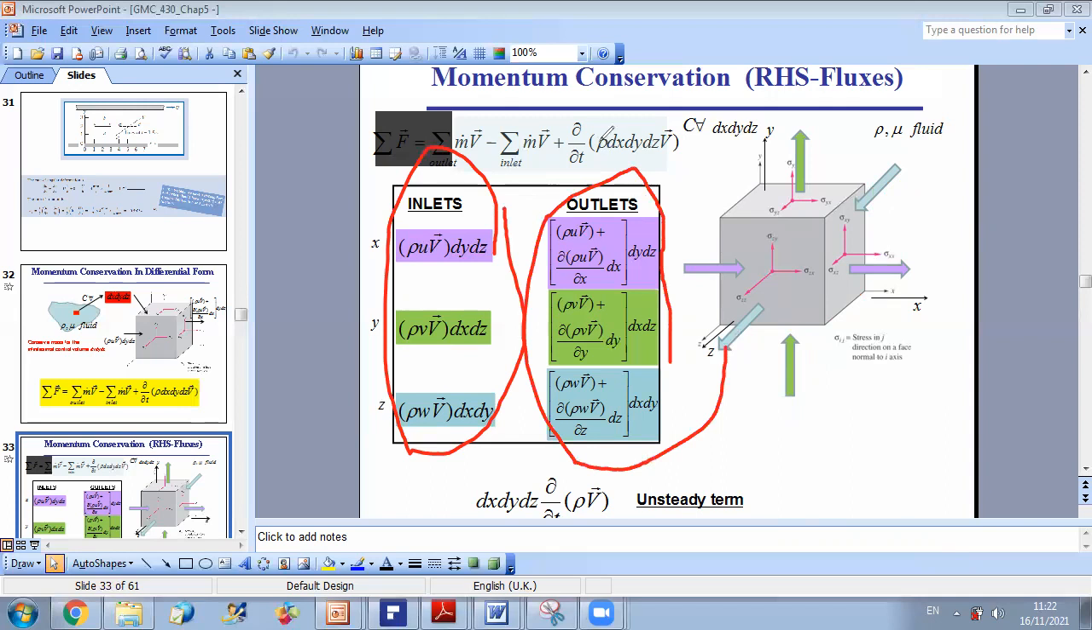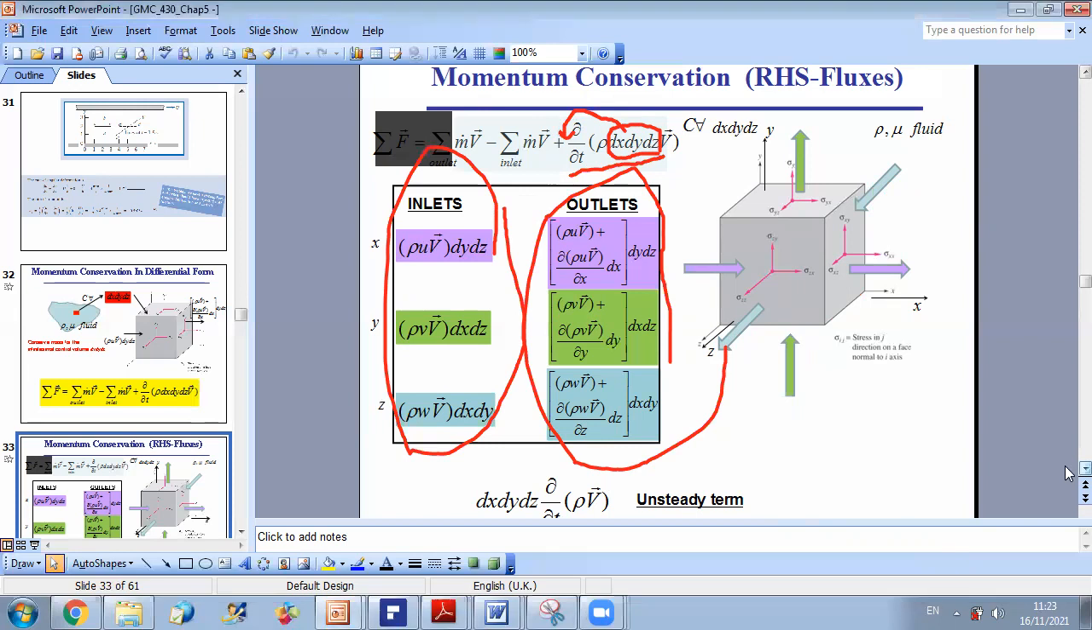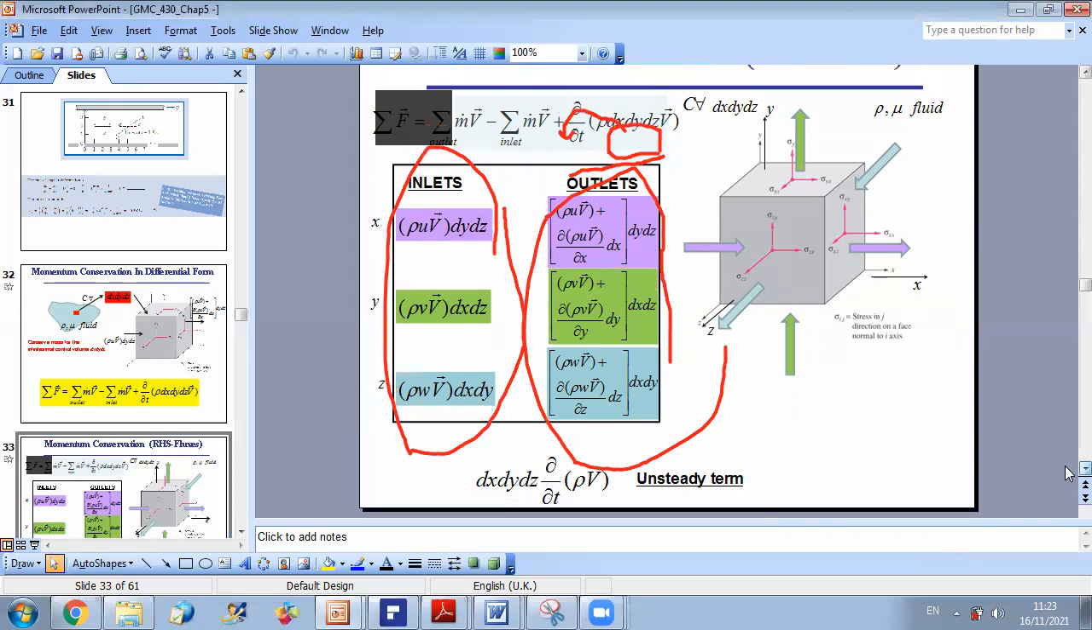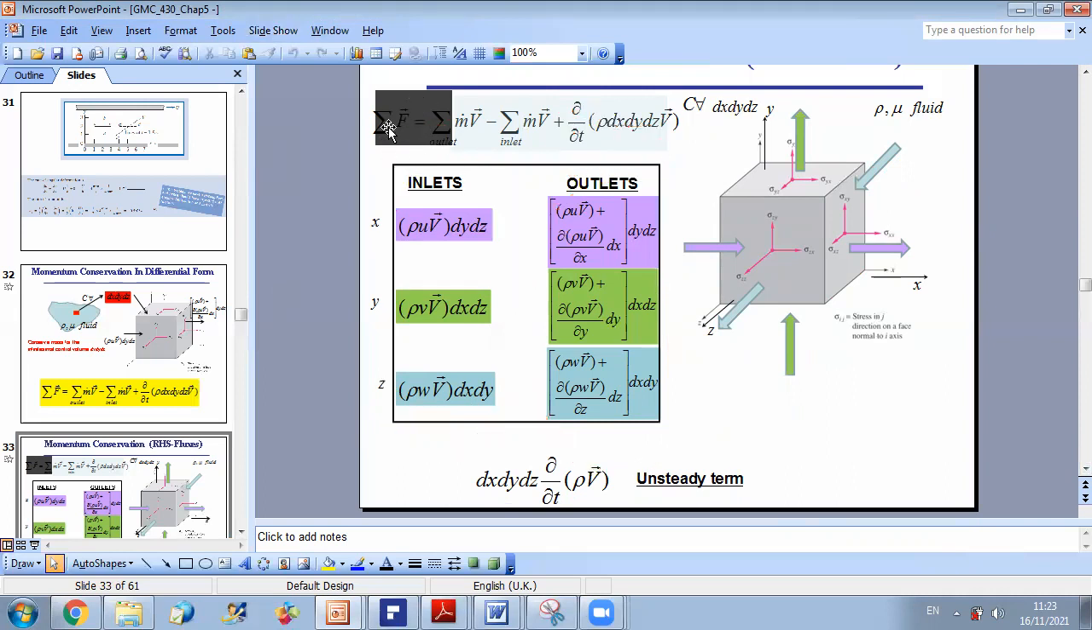Now, concerning this term, since dx dy dz is a fixed volume, you can take it outside of the integral, and then this term will give us dx dy dz times del by del t of rho. And this is a non-steady term. If you have a steady state case, then this term will cancel out. Now, let us move to the sum of forces term.